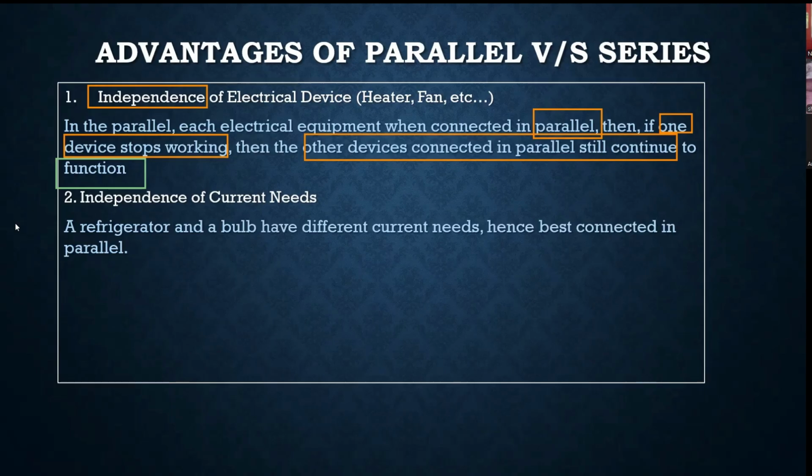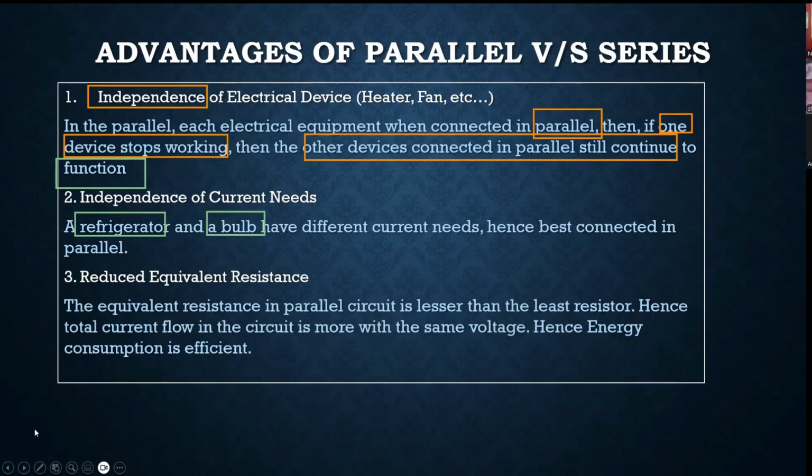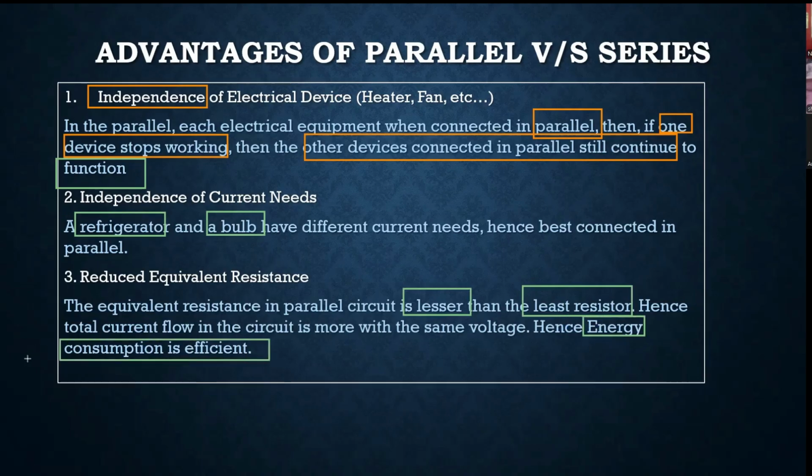Okay. So using a parallel circuit, you can connect your refrigerator, bulb, everything, all you can use at the same time if they're connected in parallel. And it gets reduced equivalent resistance, right? Equivalent resistance reduces. It is lesser than the least resistor. And that is why energy consumption is very efficient for a parallel combination.